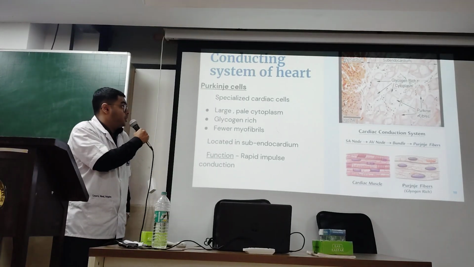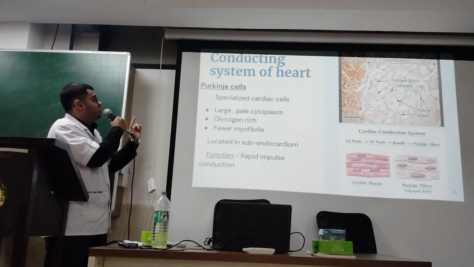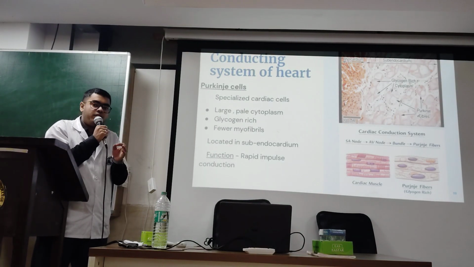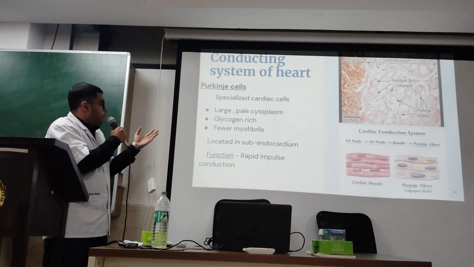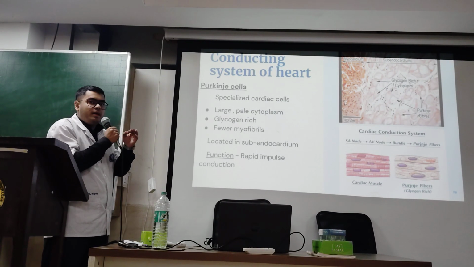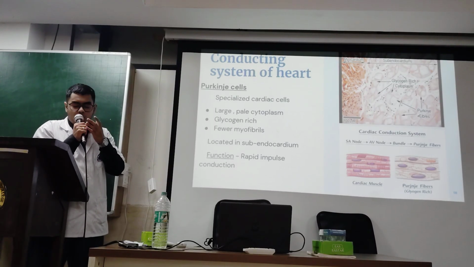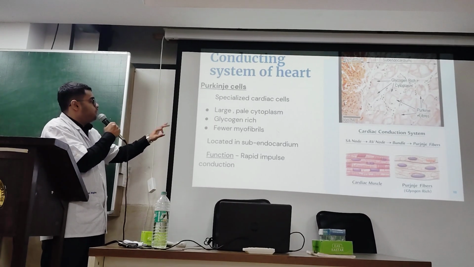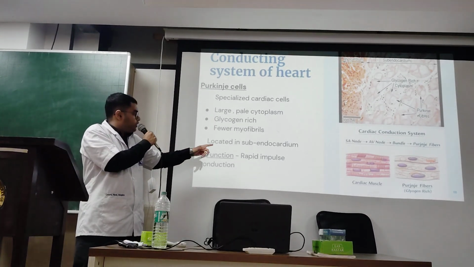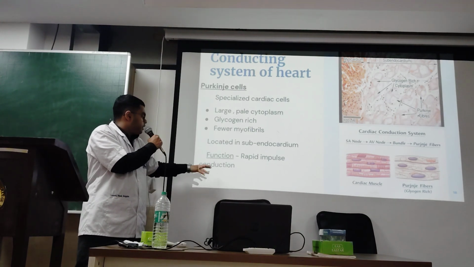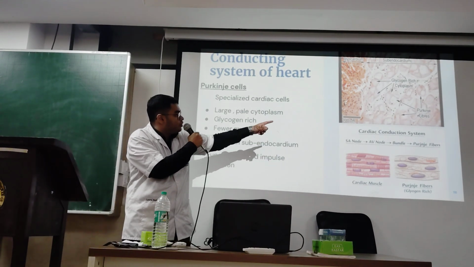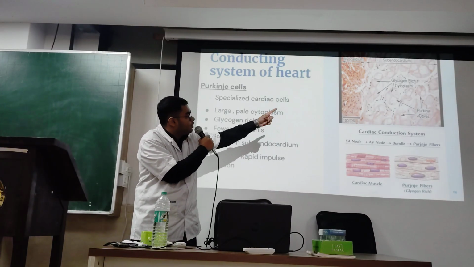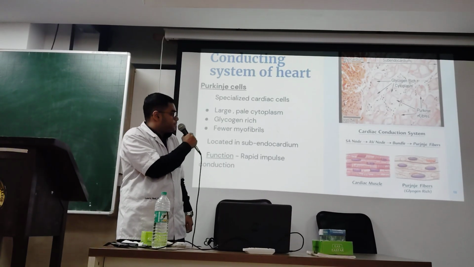Now let us talk about the conducting system of the heart. These are formed by Purkinje cells. These are specialized cardiac cells. They have large cytoplasm. They are pale staining as they are glycogen rich, and they have fewer myofibrils because their main function is not contraction, it is conduction. So hence they have fewer myofibrils. To be specific, they are located in the subendocardium just below the endocardium, and the function is rapid impulse conduction. We can see the animated image. Then we can see the histological image. Purkinje fibers, glycogen rich cytoplasm.